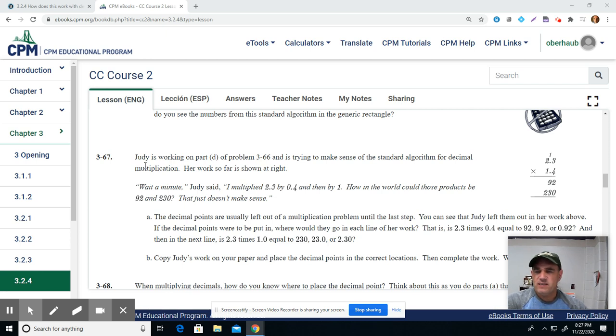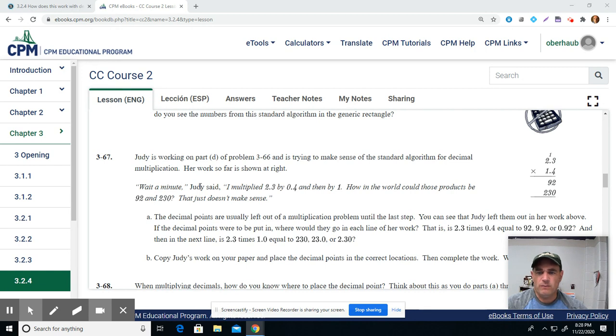All right, question 3-67. Judy is working on part D of problem 3-66, the one that we did before, and trying to make sense of the standard algorithm for decimal multiplication. Algorithm is just a fancy word for doing the math. So this is called an algorithm. We just do the math.